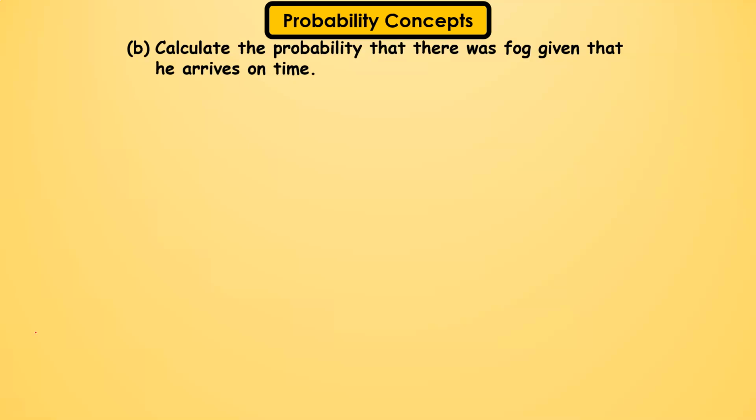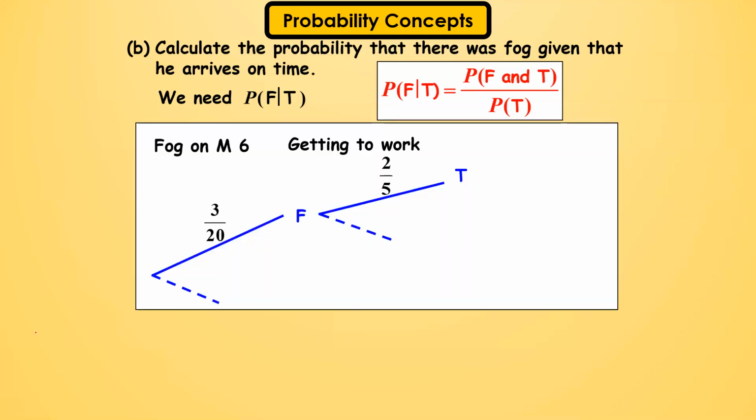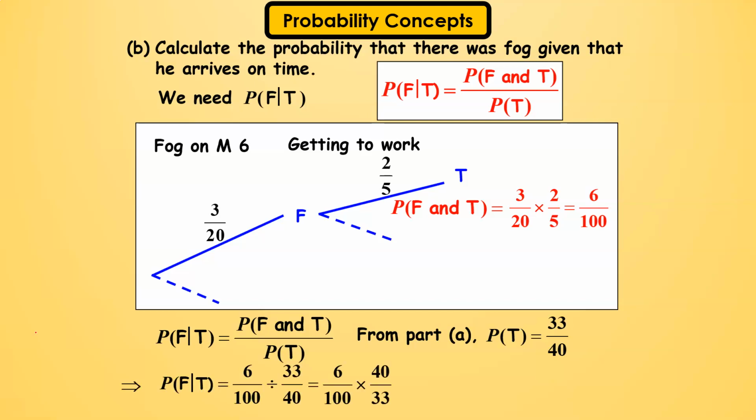Probability that there was fog given that he arrives on time. Now, in this case, we have to use the formula. So we know the probability of foggy and on time is 6 out of 100. And we know the probability of being on time is 33 out of 40. So we can divide those and we end up getting 4 out of 55.